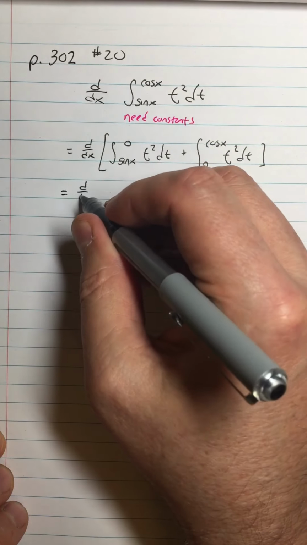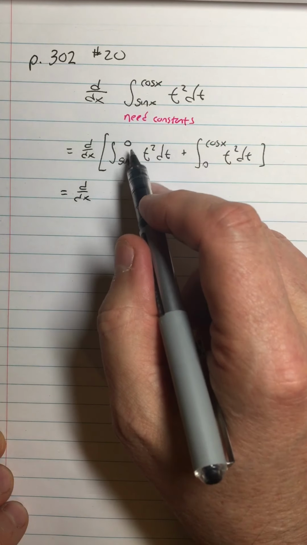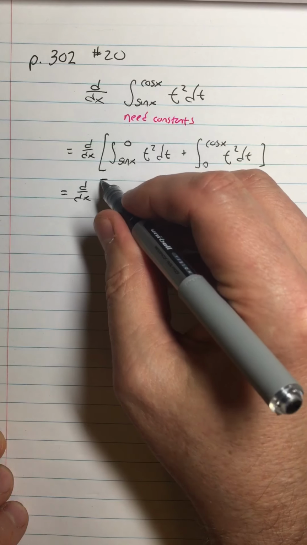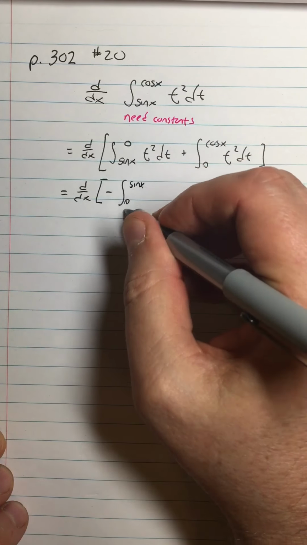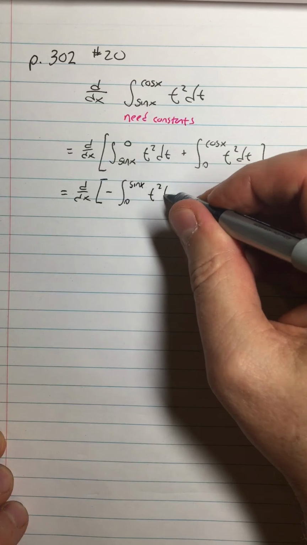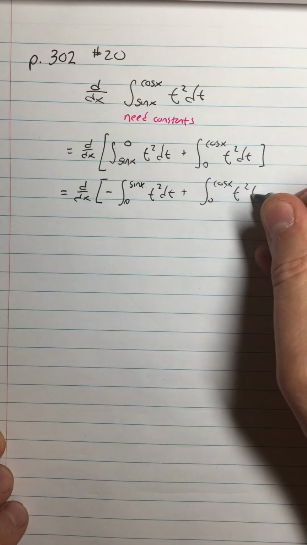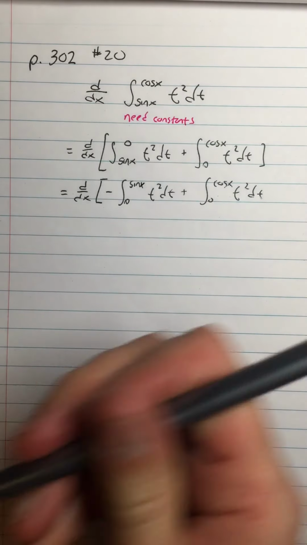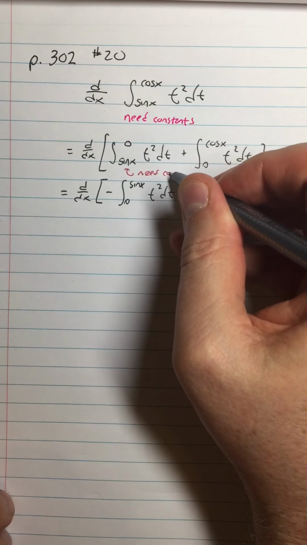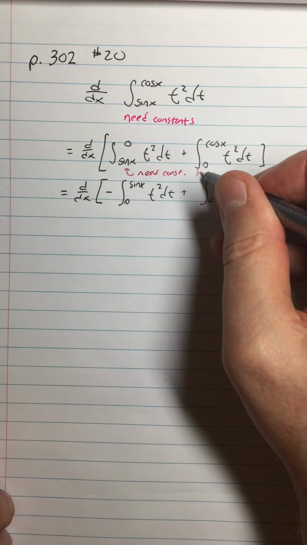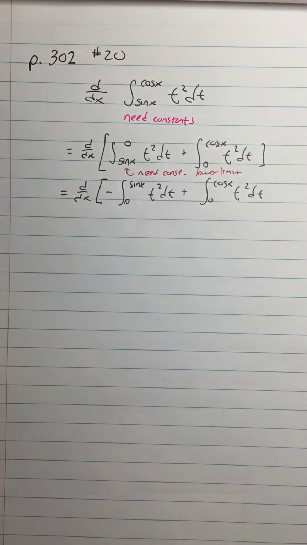Now, all I have to do is, this one's ready to go. I just have to flip over this one. So that's going to be the derivative of negative the integral from 0 to sine x, because I need the constant on the bottom, t squared dt, plus the integral from 0 to cosine x of t squared dt, right? Because what's going on here is I need a constant on the lower limit, not the upper limit. So that's why I flip this one over and make it negative.